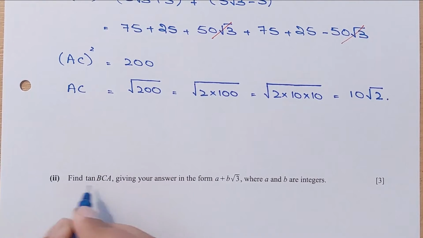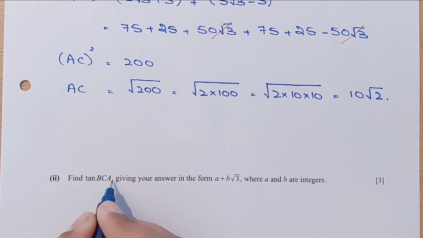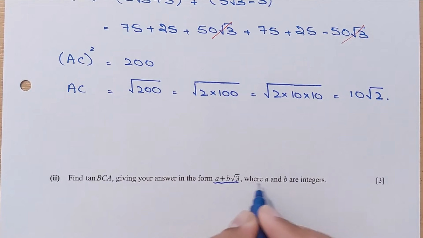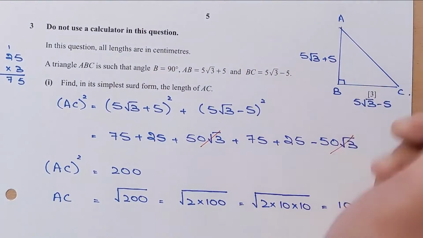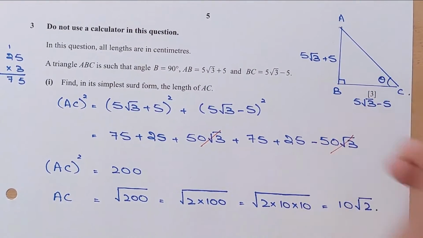Now for the second part, find tan BCA, giving your answer in the form a plus b square root of 3 where a and b are integers. BCA, this angle we have to find, theta.